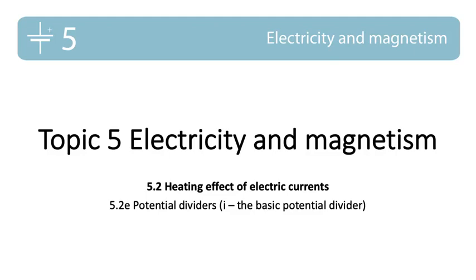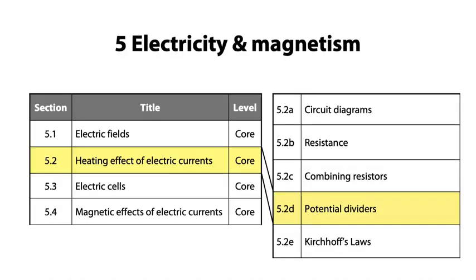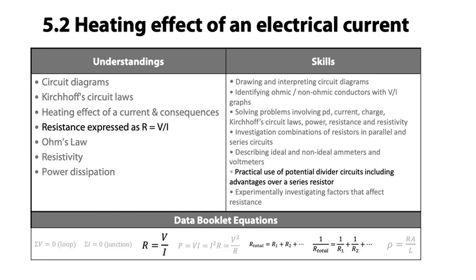Hello and welcome to this podcast on potential dividers. Probably going to be the first of three shorter podcasts because this is quite a big topic and I want to split it up a little bit. Potential dividers are part of a circuit which allows you to control the current or potential difference in parts of the circuit, something that a resistor can always do, and that's what's mentioned in these skills here.